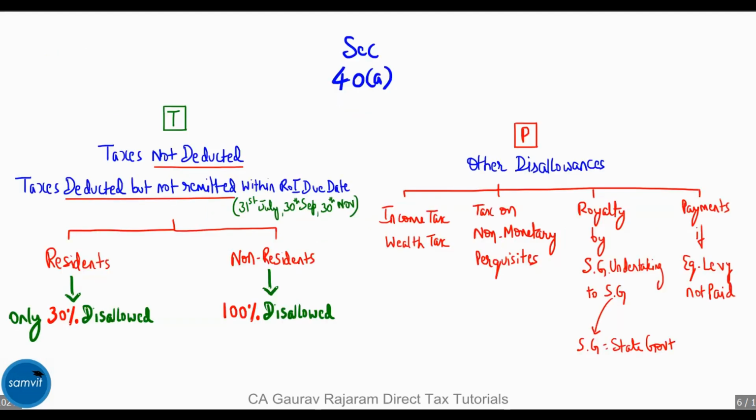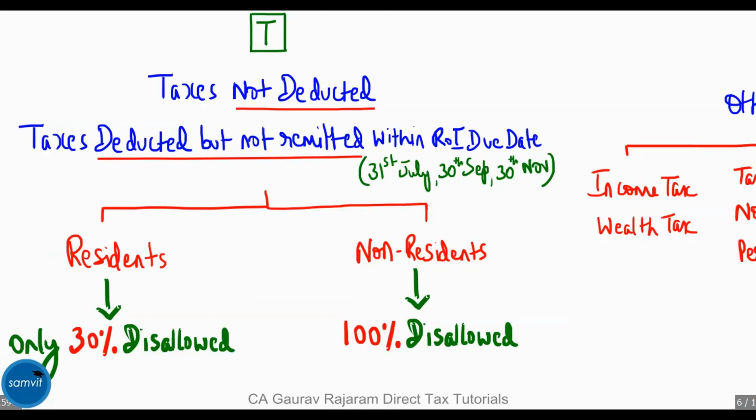Section 40 has two parts. The first part relates to a temporary disallowance. These amounts will be disallowed if taxes are not deducted or taxes are deducted but it is not remitted within the return filing due dates. There are three return filing due dates: 31st July, 30th September and 30th November.